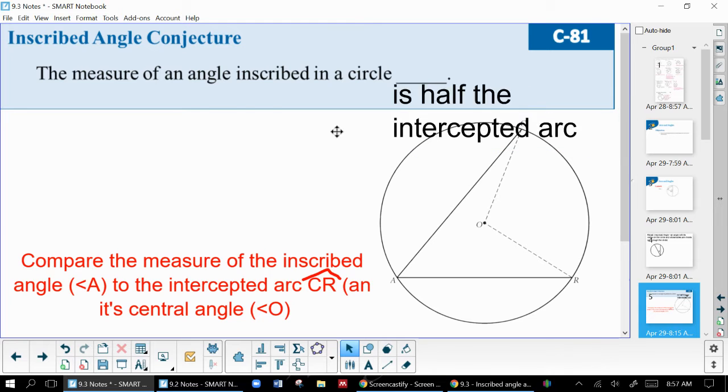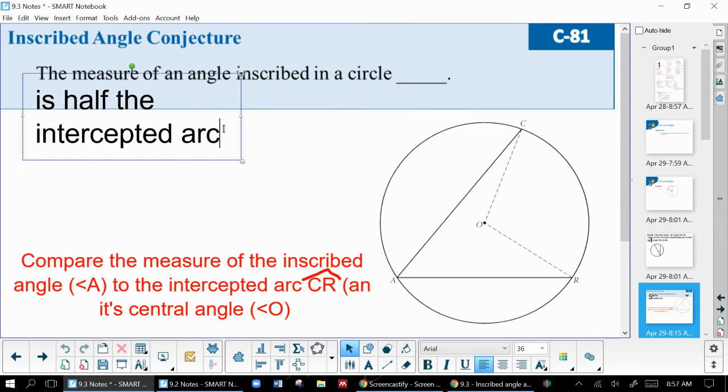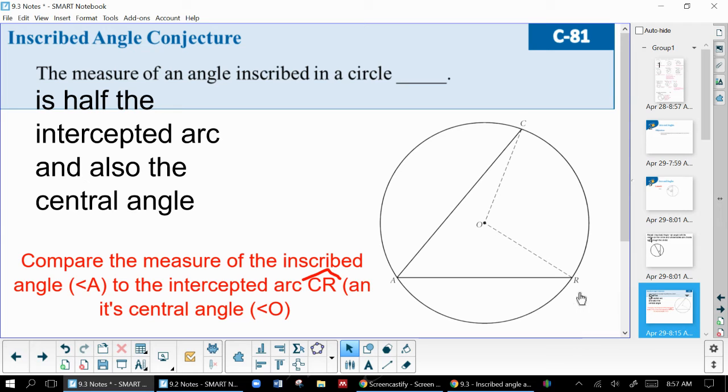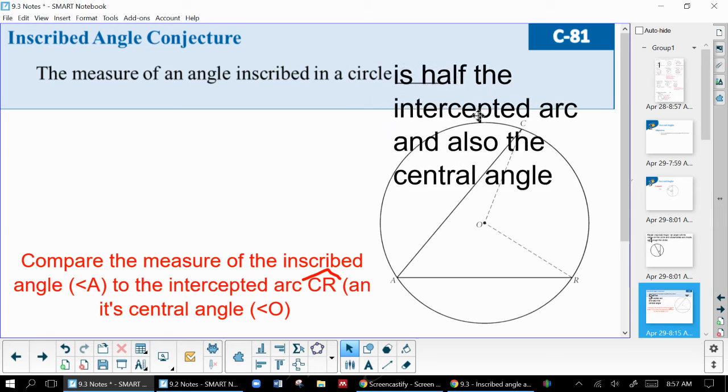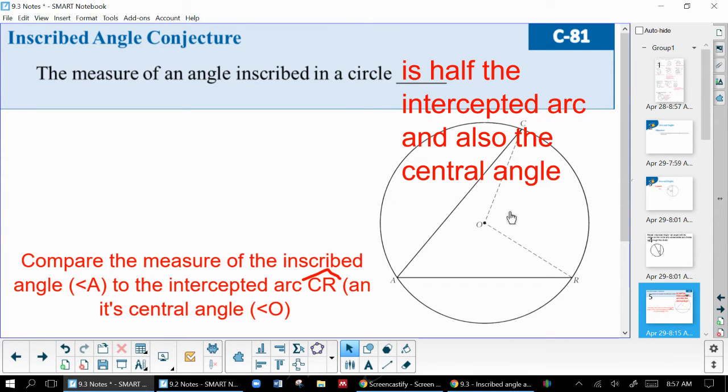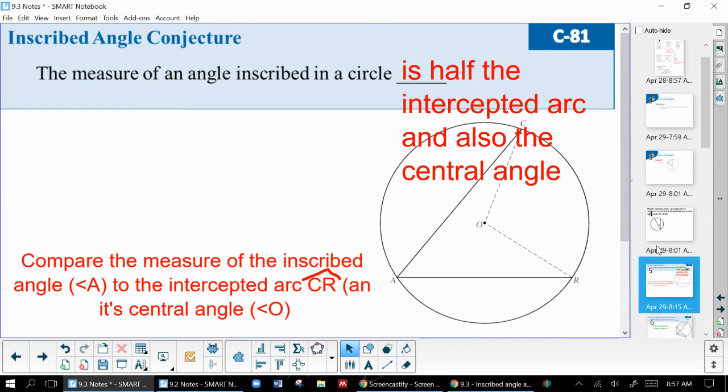And importantly, to go along with that, it's also the central angle that goes along with it. If you take those two same points here, C and R, and make a central angle out of it, that central angle is going to be twice that inscribed angle. So the conjecture in the book only mentions that it is half the intercepted arc, but because the arc and the central angle are the same, the inscribed angle is also half of the central angle that intercepts the same arc, that has the same two endpoints on the circle.